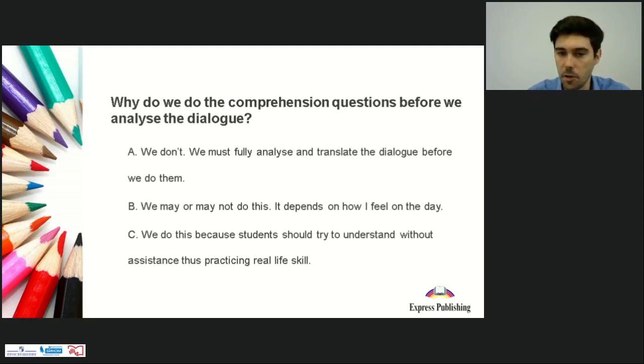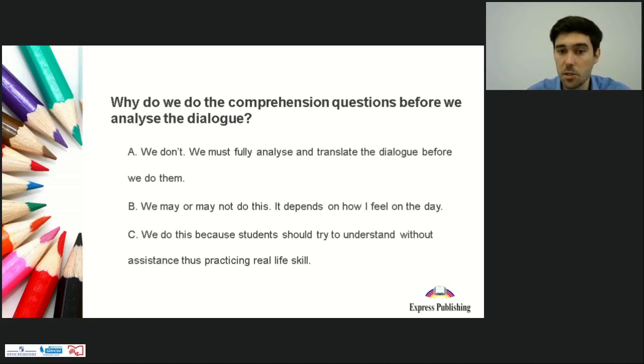B, we may or may not do this. It depends on how I feel on the day. So this may be okay. We've all had days where we feel like we don't want to do the activities, but this shouldn't really override our lesson objectives. So our answer we're looking for here would be C, of course.